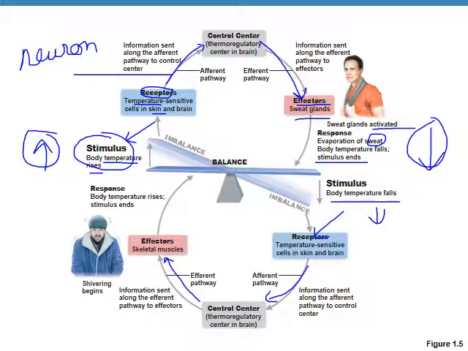This time, the effector changes. So please pay attention that the effector changes depending on the action that we need to take place. So in this example, if you're cold, your skeletal muscles will start contracting. And we notice this as shivering. So your skeletal muscles are contracting, and when your skeletal muscles contract, they increase your body temperature. They're going to release heat by breaking down ATP.